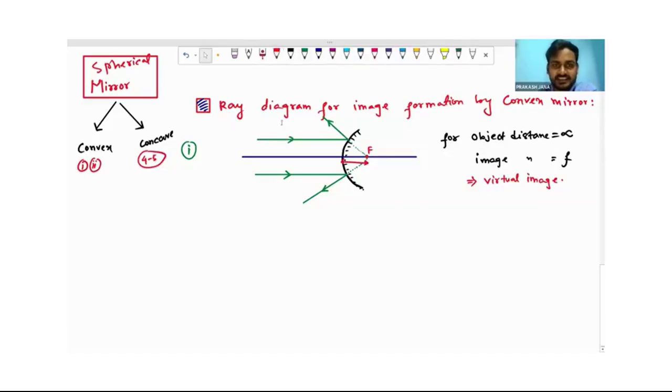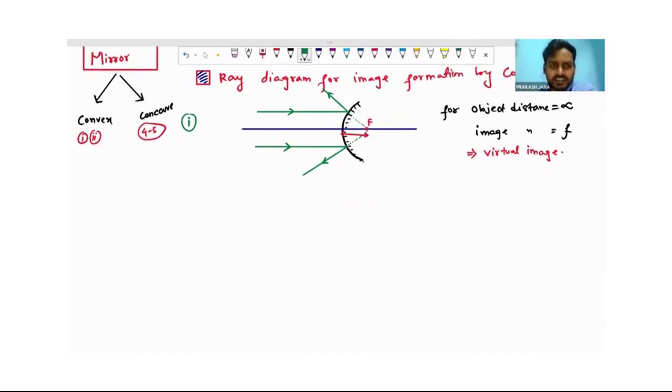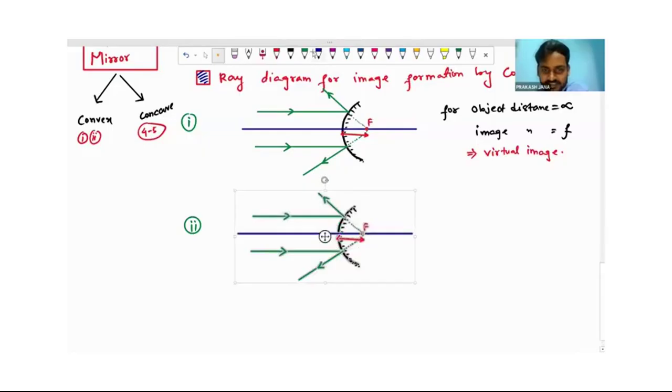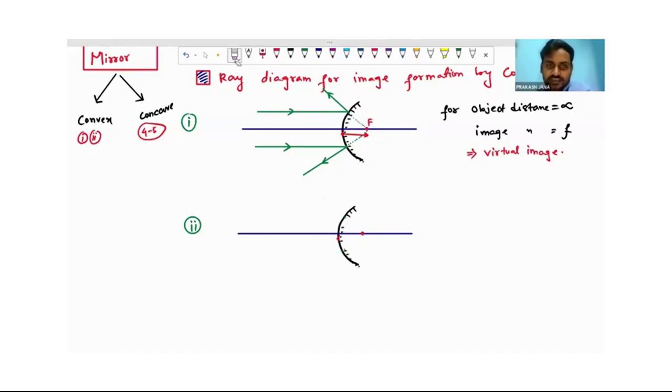The second case: we know in case of a convex mirror, the image is always virtual. What we will do is just copy and paste it, then our time will be saved. So this is the ray diagram when the object is at infinity. I have to erase some part of this. So this is the focus, suppose this is the focus.